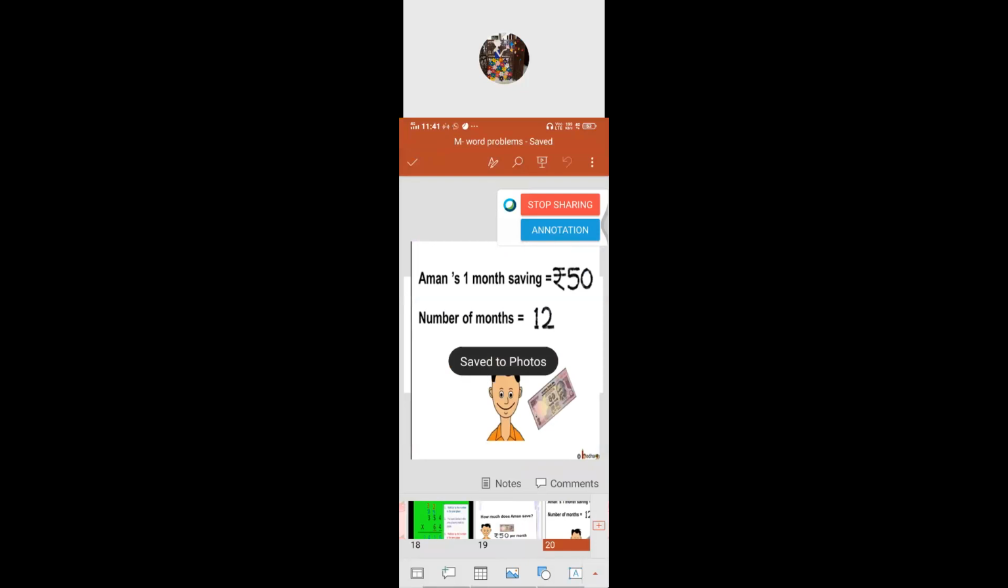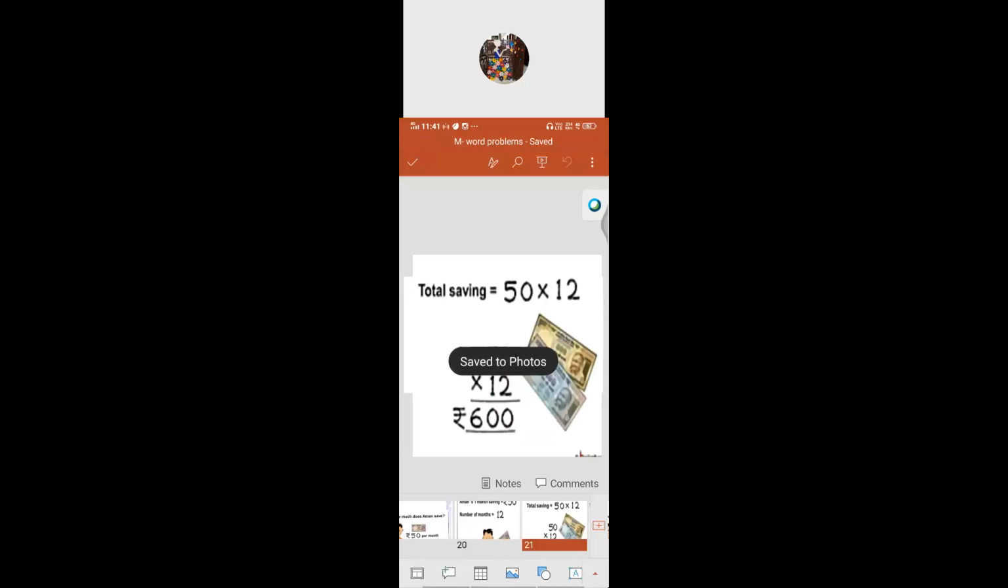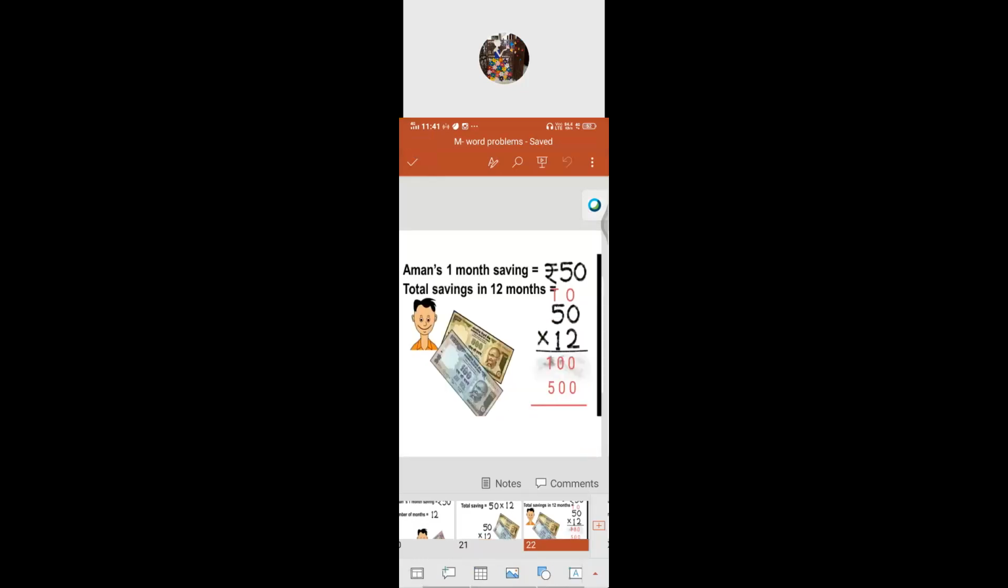So how can we start? Aman's first month saving, how much? 50 rupees, isn't it? First month saving is 50 rupees per month. They are asking for the number of months. They've given 12 months. You have to find that. If you want to find 12 months, what do we have to calculate? Aman's first month saving is 50 rupees. The total saving in 12 months means we have to calculate 50 multiplied by 12.